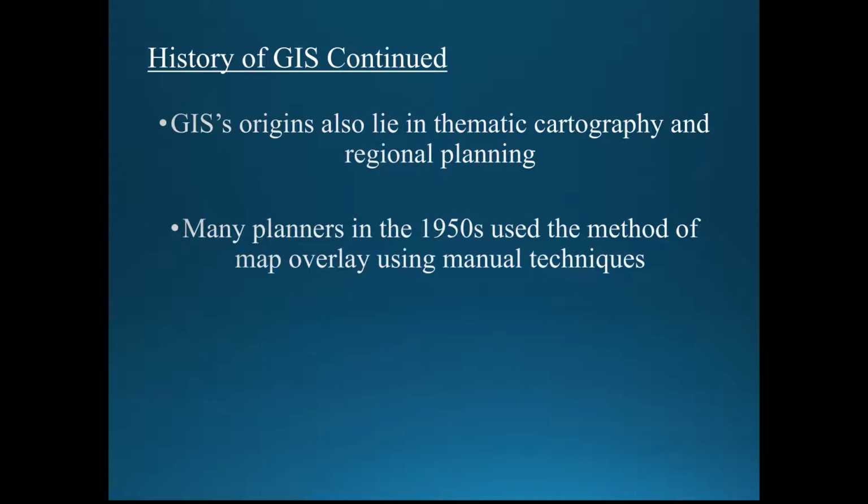So many planners in the 1950s actually used methods of map overlay using manual techniques. I posed the question to the class, how many of you, before you came to college, remember using overhead projectors in class, where you would have the different transparent sheets set on top of each other to do different problems. Well, the same concept for a long time was used with maps. We would take the different layers, whether we're looking at man-made objects, terrain, environmental factors such as topography, things like this, as different sheets, and they would be overlaid on top of each other manually.